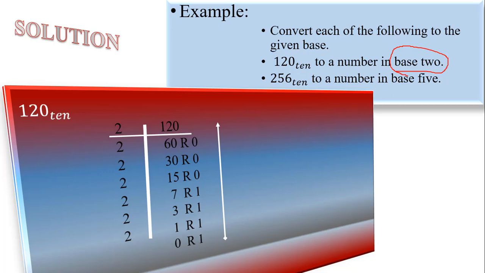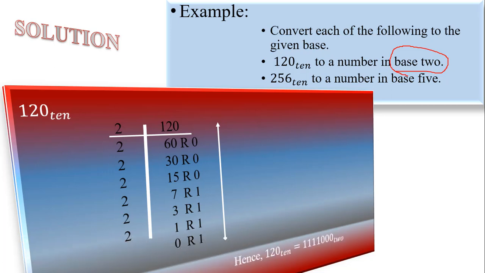So let's stop here. I'm going to write the answer in reverse order. The remainder in reverse order. So what are the remainders? The remainders are 1 1 1 1 0 0 0. So I will write these remainders in reverse order, and that will be my final answer.